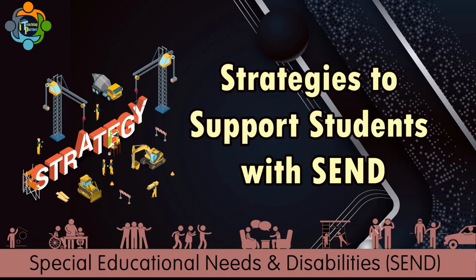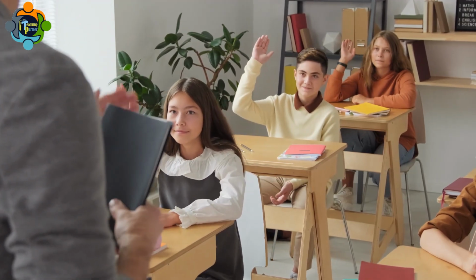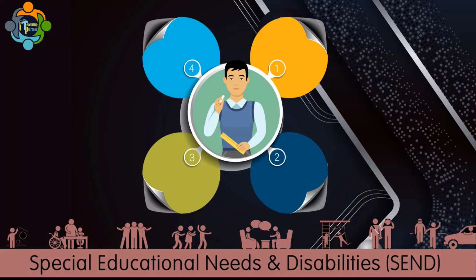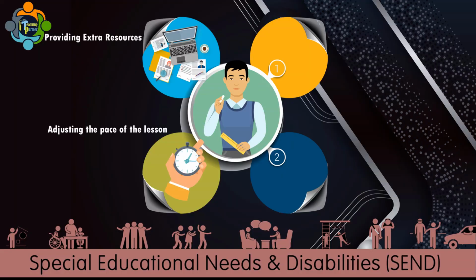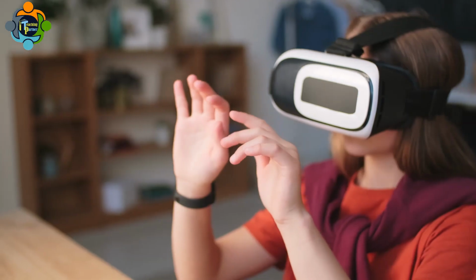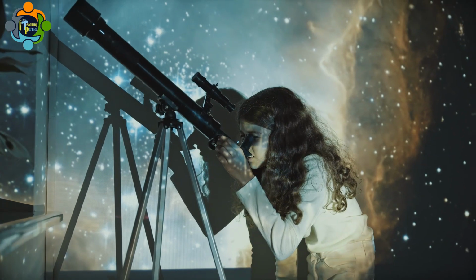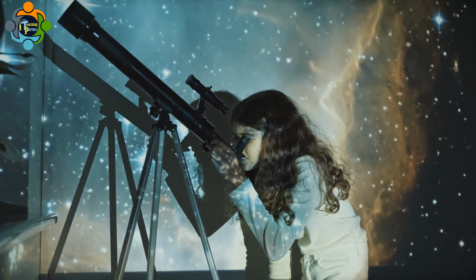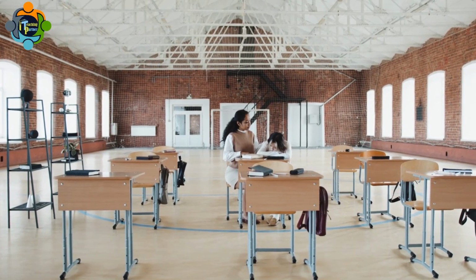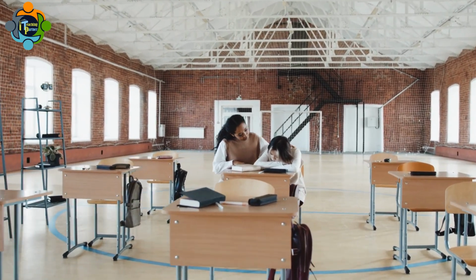Let's talk about the strategies to support students with SEND. Teachers can use a variety of strategies to support students with SEND in their classroom. One effective strategy is to differentiate their teaching to meet the needs of individual students. Teachers can do this by providing extra resources, adjusting the pace of the lesson, simplifying the language, or breaking down complex tasks into smaller, more manageable steps. Another strategy is to use visual aids, such as pictures, diagrams, or videos to help students with SEND better understand and remember information. It is also important for teachers to provide emotional support to students with SEND and cultivate a strong relationship with them, enabling them to feel supported and encouraged.